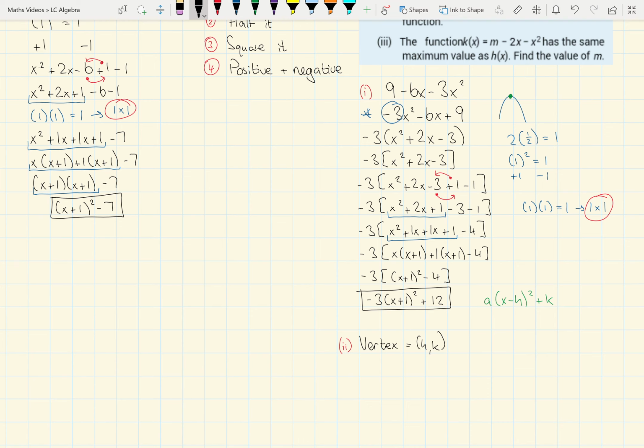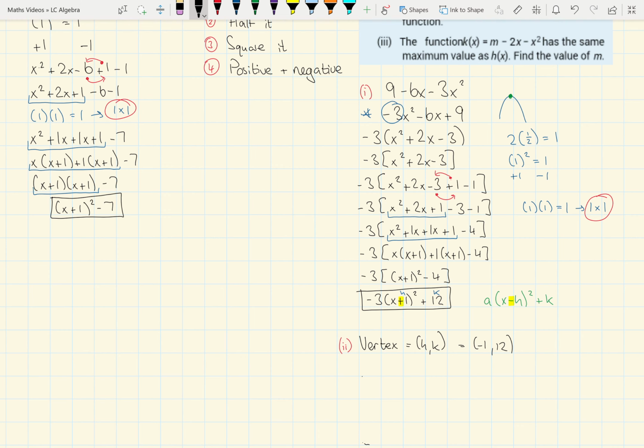So in this case, and this is just where we have to be careful with signs. We have a minus here in our formula, and we get a plus in our answer. So I need to make that plus a minus. There's our h, and there's our k. And our k value we take as is. So we get (-1, 12) for the vertex. And that's also the maximum.